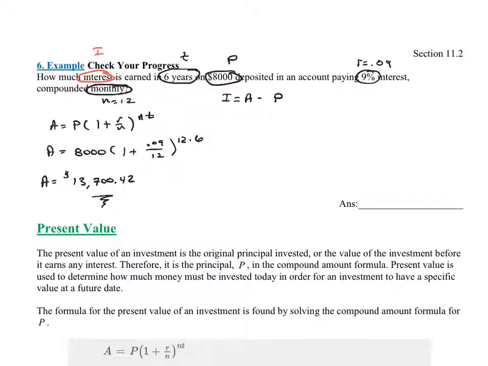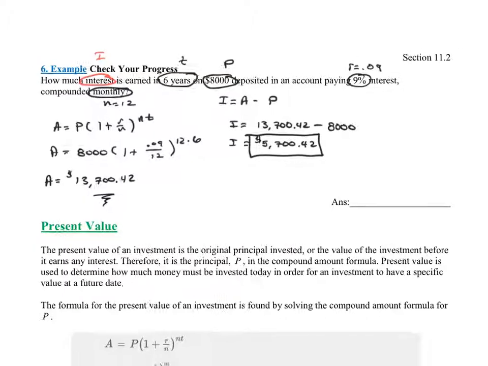So the question then becomes not how much is in my account, but how much did I earn in interest? Well, to determine interest, I take that future amount, $13,700.42, and subtract off that original amount, which was $8,000. That tells me the interest I earned was, putting it in your calculator, I'm getting $5,700.42. Again, be very careful. The question does not ask for the A amount.